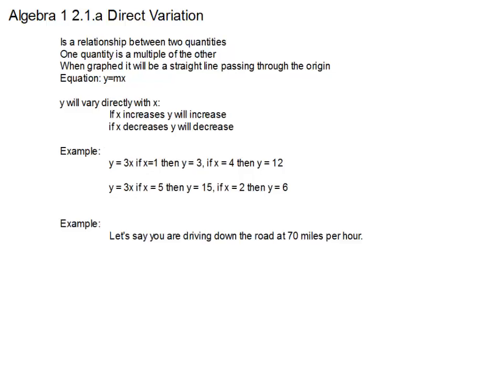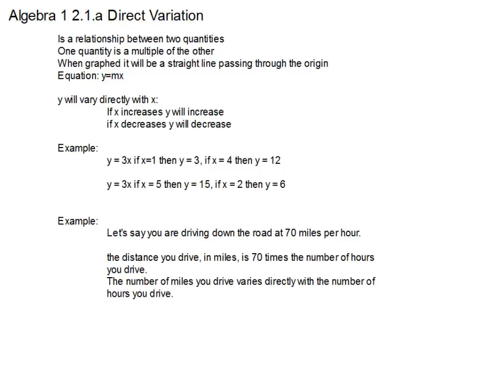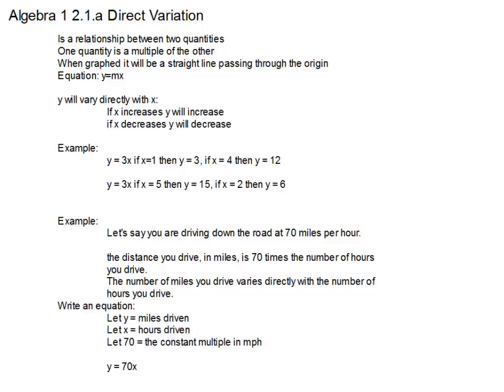So let's use an example. Let's say you're driving down the road at 70 miles per hour. The distance you drive in miles is 70 times the number of hours you drive, and the number of miles you drive varies directly with the number of hours that you drive. So if we were going to write an equation for this, we'd let y equal the miles driven. We have x equal the hours driven, and 70 would equal the constant multiple in the miles per hour. So our equation would be y equals 70x.